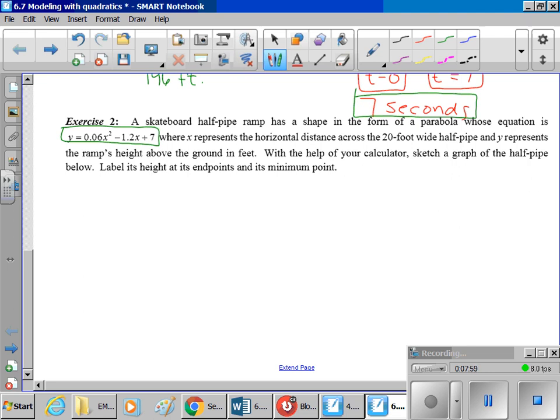All right, so the half pipe looks something like this, right? They give us the equation. So when you put this into your calculator, again, I know you don't have a calculator with you, but we're only talking about the first quadrant. It hits this point at 7. It hits this point at 10, 1, and it hits this point at 20, 7, because it says it's 20 feet. So we're only looking at between 0 and 20.